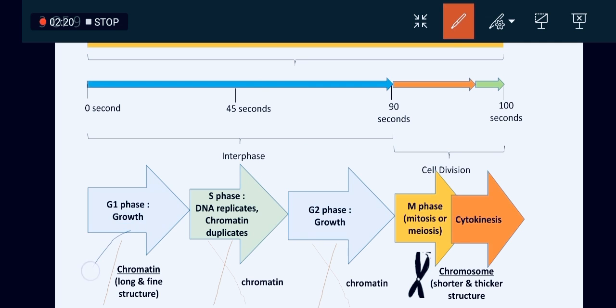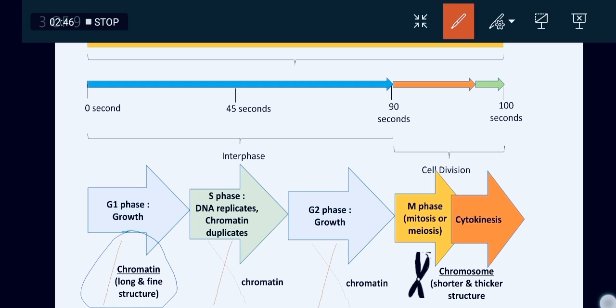Another important thing you have to remember, other than growth, is this fine long structure. It resembles a thread, maybe one strand of thread, or your hair. It is very important for you to see the development of this structure. We call it chromatin, a long and fine structure. You must remember this.